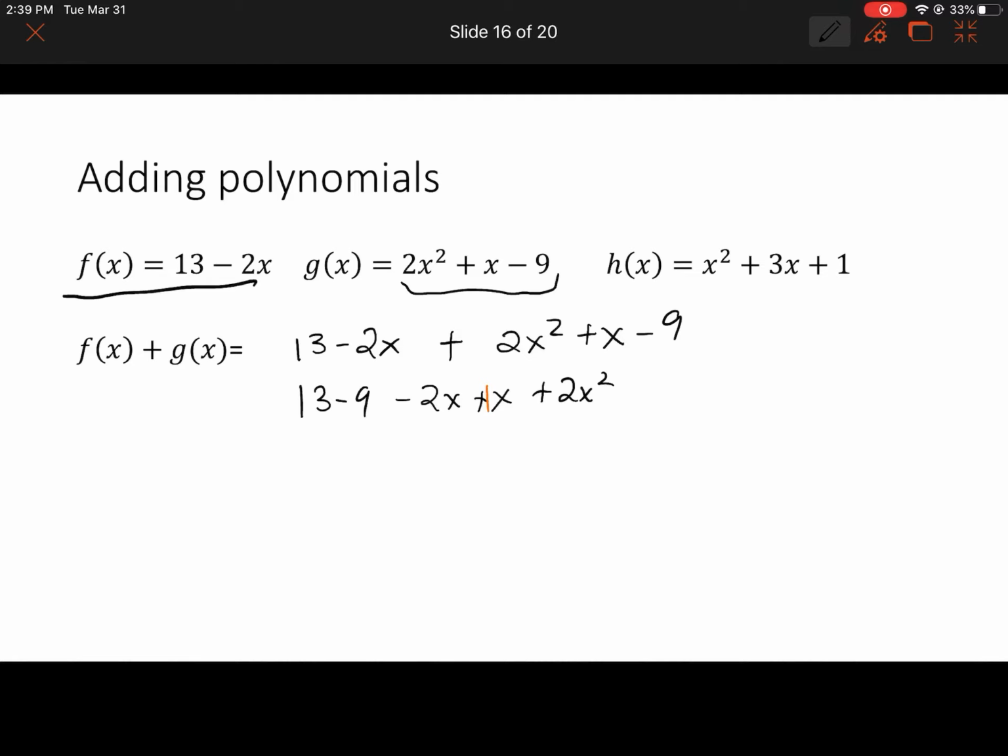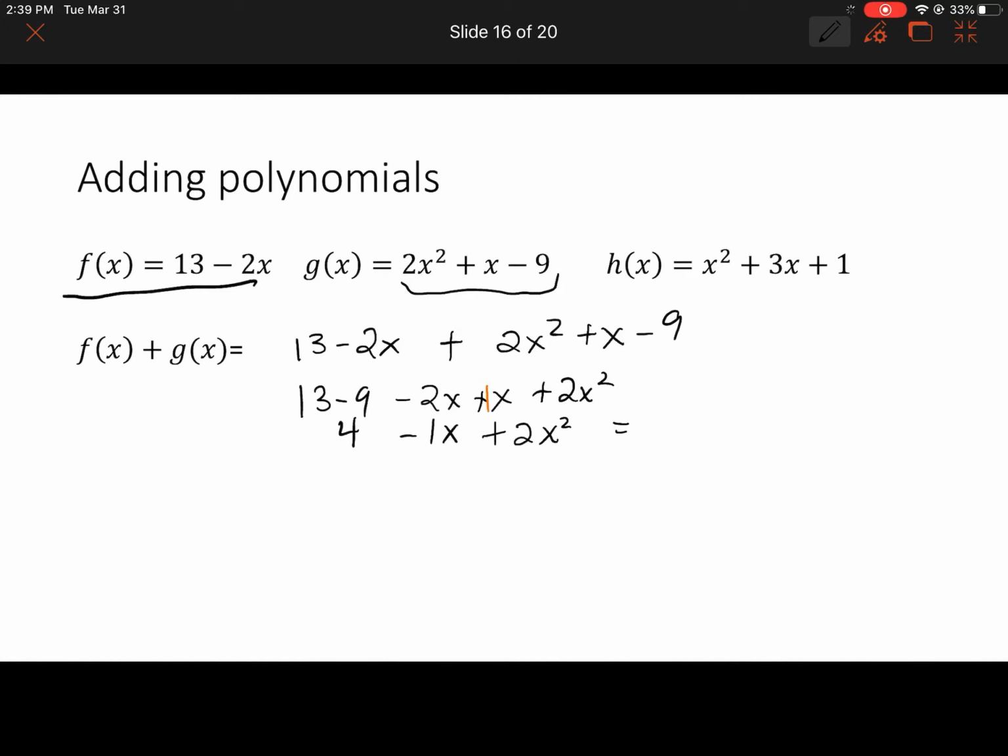All right, so 13 minus 9 is equal to 4. Negative 2x plus 1x is actually going to be minus 1x. We could write down minus 1x, or we could just write it down as minus x. It doesn't quite matter. And then plus 2x squared. Okay, and that's how you add those up.